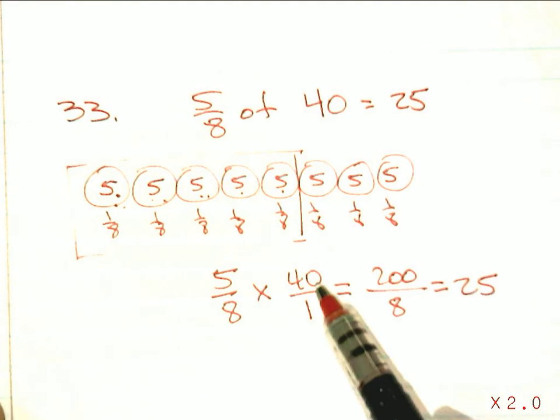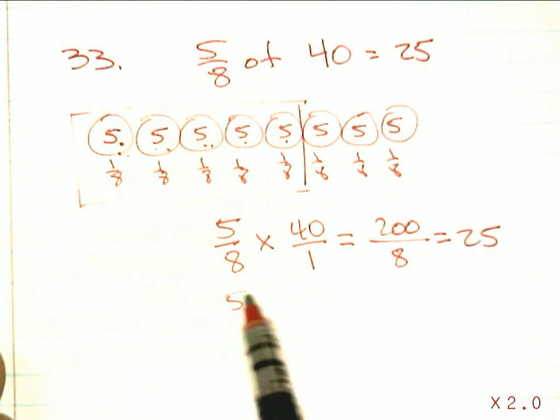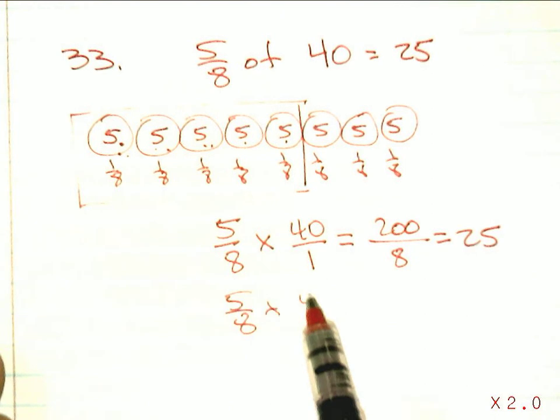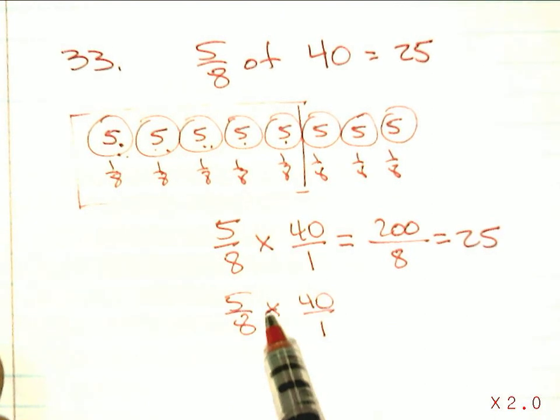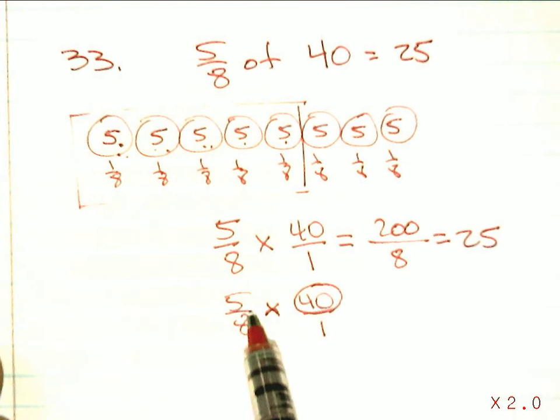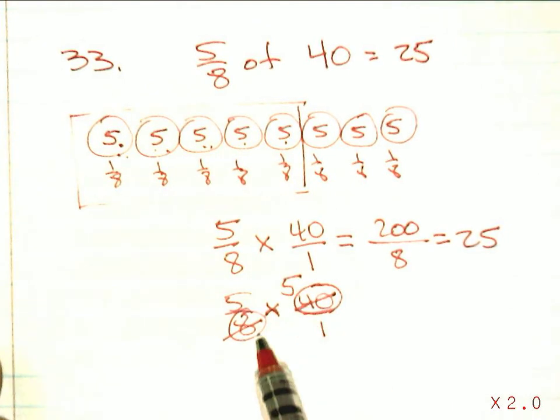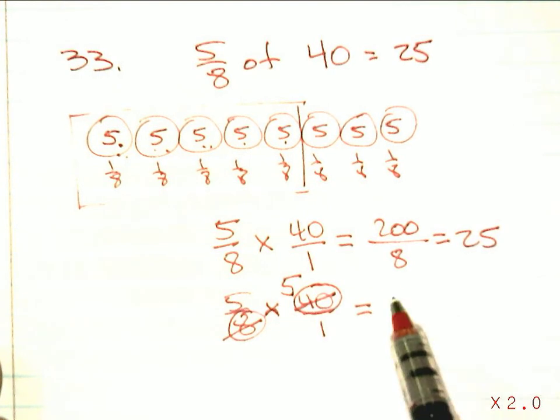The other way to think about it again is, I'm going to write this one more time, 5/8 times 40 over 1. And what I said originally was I want to divide 40 into 8 pieces. If I did that, each piece would be 5 units. 40 divided by 8 is 5, and then 5 times 5 is 25.